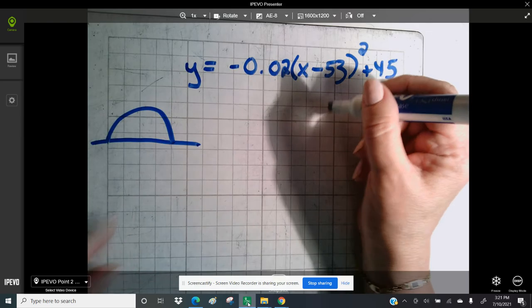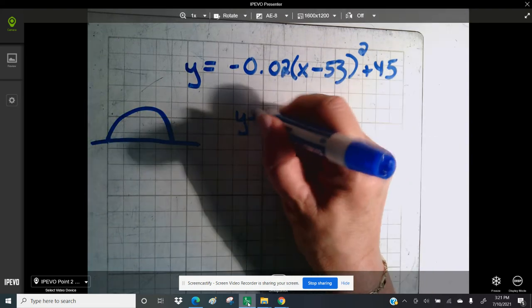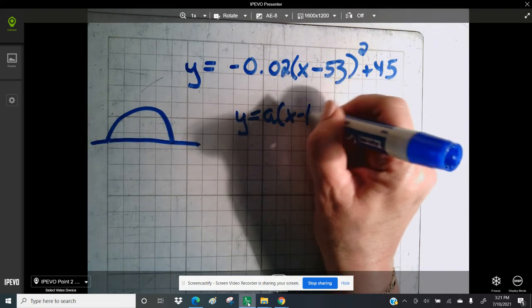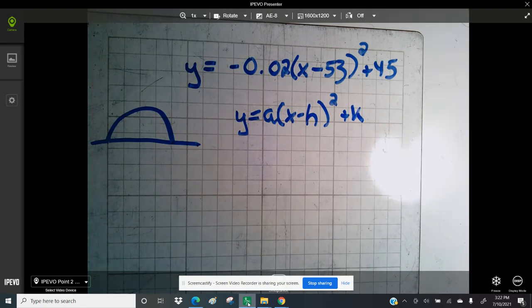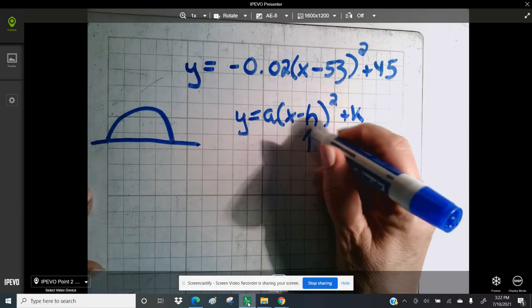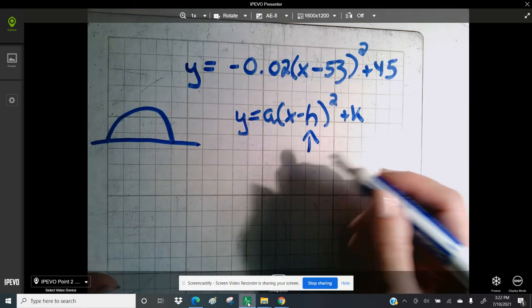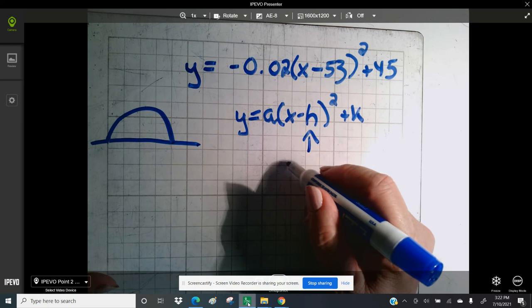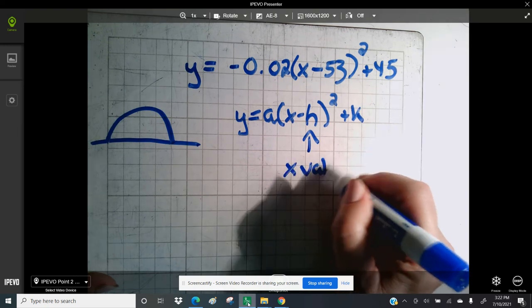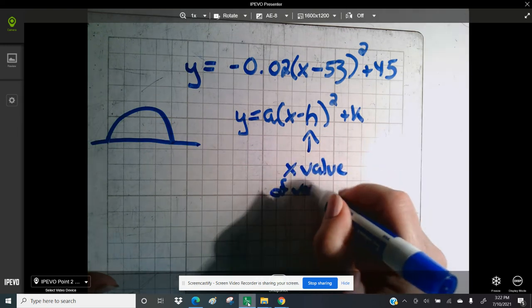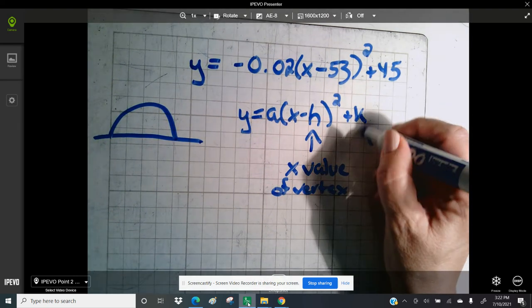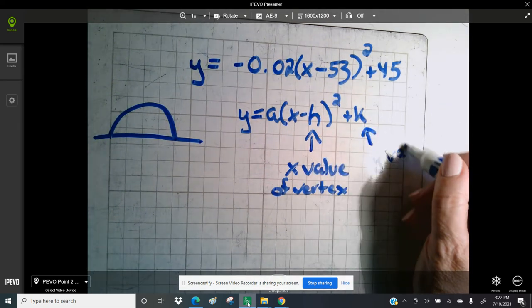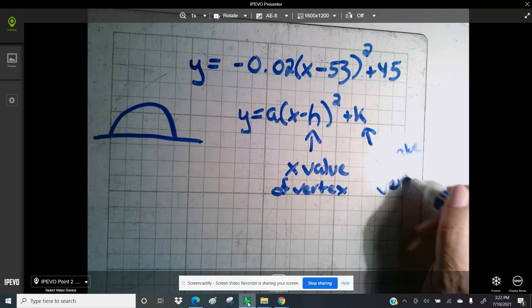So if you remember, vertex form is y equals a (x minus h) squared plus k. That is the generic form of a quadratic in vertex form, where h is going to give you the x value of your vertex. And that's also going to give you what your shift would be horizontally, right or left. And k is going to be the y value of your vertex, or it's going to give you your shift up or down.